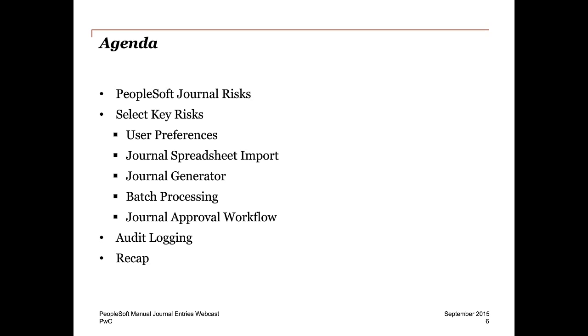So let's start with the first polling question. To what extent do you feel your journal controls could be overridden today? A, greatly. B, somewhat. C, none. D, not sure. Please submit your answers now.